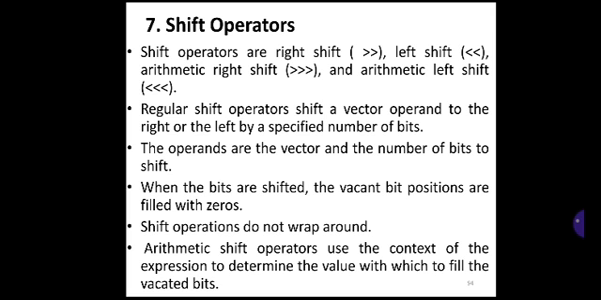whereas arithmetic shift operators use the context of the expression to determine the value with which to fill the vacated bits. Here we do not consider that 0 itself will be filled. It depends upon what is the value of that bit, either it is 0 or 1. If it is 0, the vacated bits are filled with 0. If it is 1, the vacated bit is filled with 1.